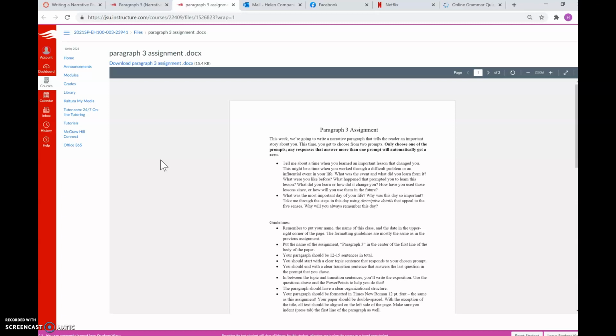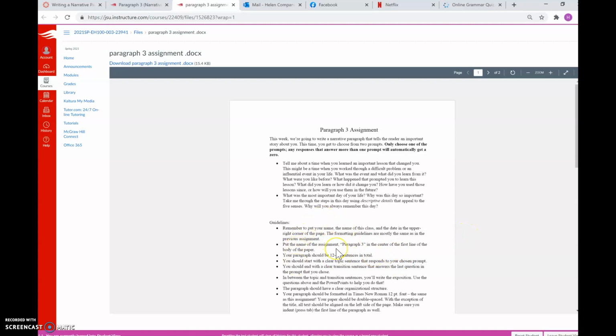Remember to put your name, not my name, the name of the class, and the date in the upper, it's actually upper left-hand corner. I didn't fix that typo. The formatting guidelines are mostly the same as in the previous assignment. The only real difference is that it's going to say paragraph 3 instead of paragraph 2, which will be in the center of the first line of the body of the paper.